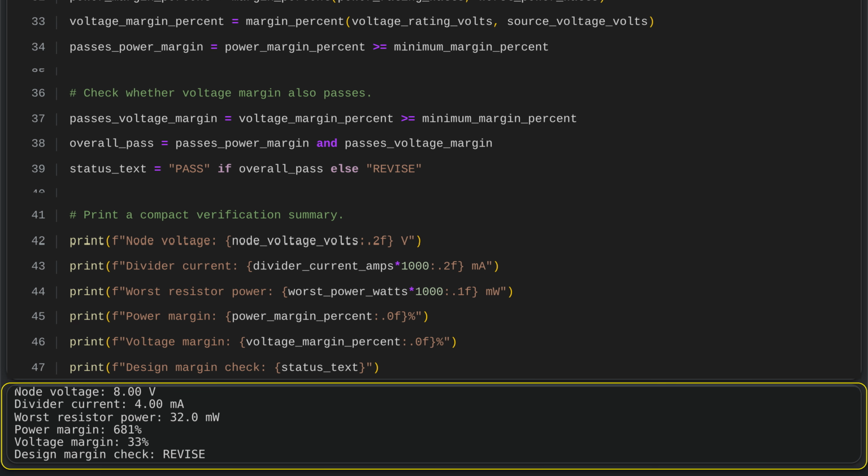This script checks the design margins of a resistor divider by calculating the divider current, node voltage, and power dissipated in each resistor. It identifies the worst-case power dissipation, then compares the power and voltage margins against a required minimum of 50%. The output reports the key values and gives a pass or revise result depending on whether both margins are sufficient.